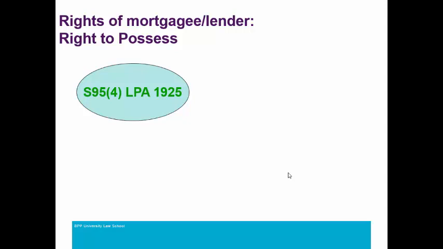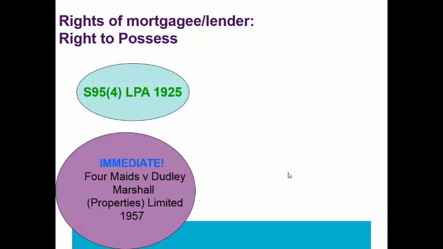So possession is usually an essential preliminary step before a sale to let surveyors, agents and buyers in. And this right is acknowledged by statute in section 95(4) of the LPA, but it's also acknowledged in case law in Four-Maids v Dudley Marshall Properties. Lord Harman said, it wasn't Lord Harman then, the lender has the right to possess the property before the ink is dry on the mortgage deed. So the lender has the right to possess mortgaged property immediately the mortgage deed is signed.